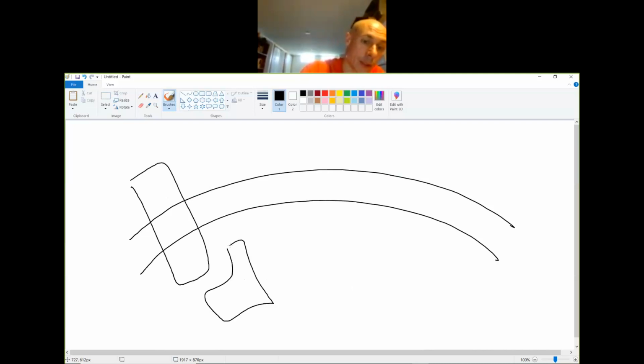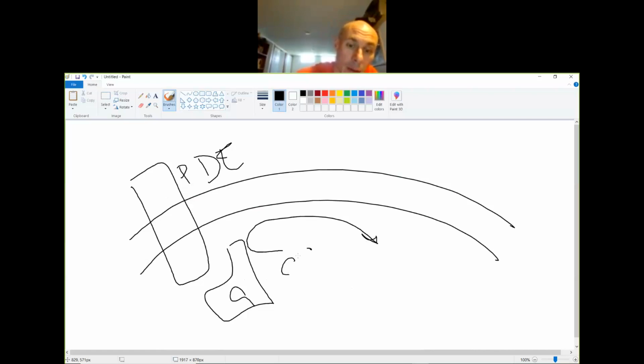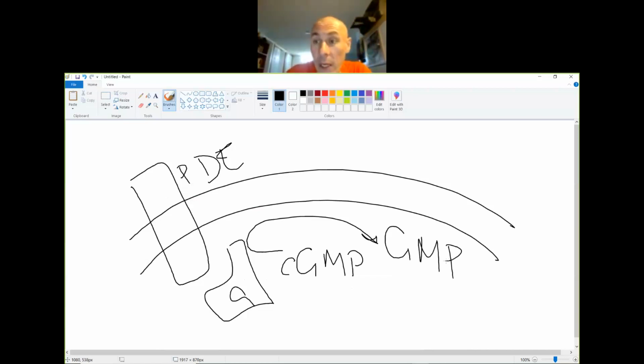Phosphodiesterase, and I'm drawing this little G protein here. Phosphodiesterase, its function is to break down cGMP into GMP. That's it. That's the function. So you have one molecule called cyclic GMP, and now you have a different molecule, just GMP. Are you following me so far? Okay, we're good.